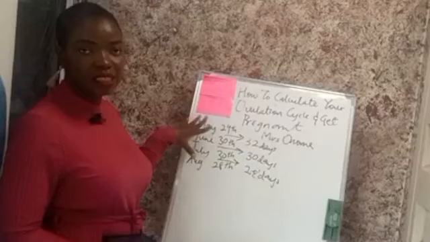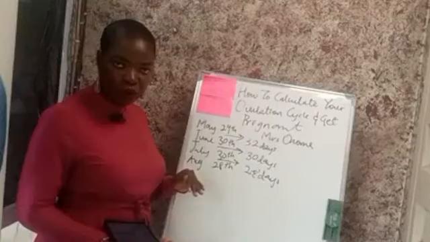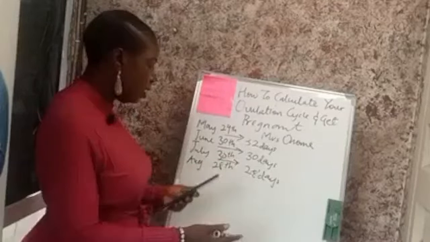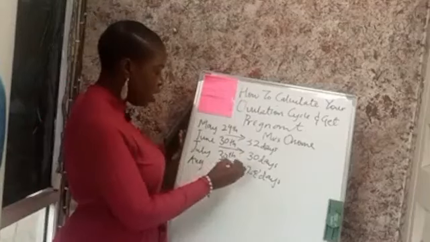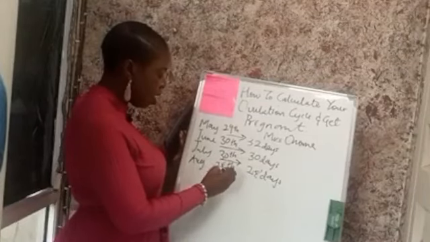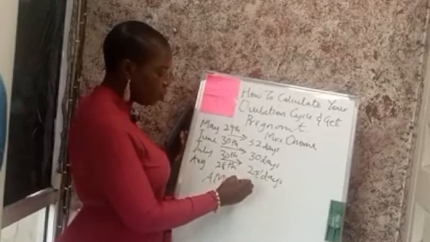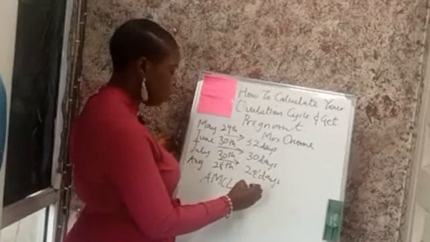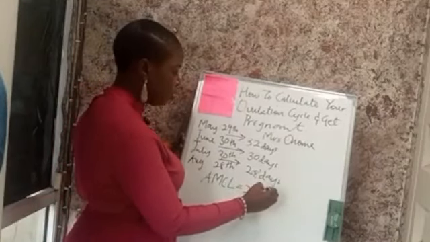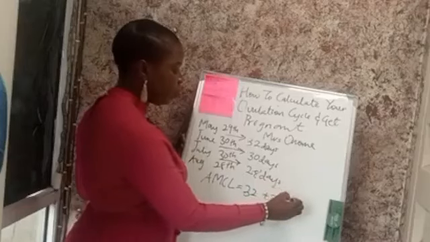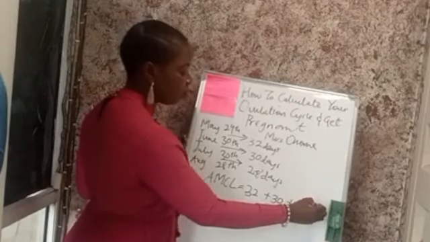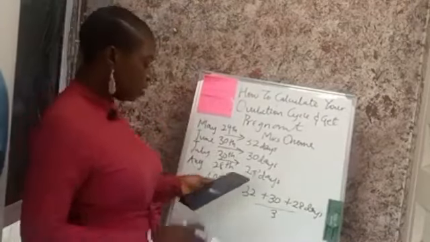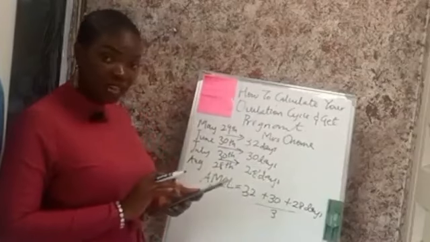So the next thing we are going to be looking at is to calculate our average menstrual cycle length. And we said it's based on these 3 cycles we already have. Our average menstrual cycle length will be equal to cycle 1, cycle 2, and cycle 3. So that will be 32 days plus 30 days plus 28 days over 3. So now you go to your calculator.